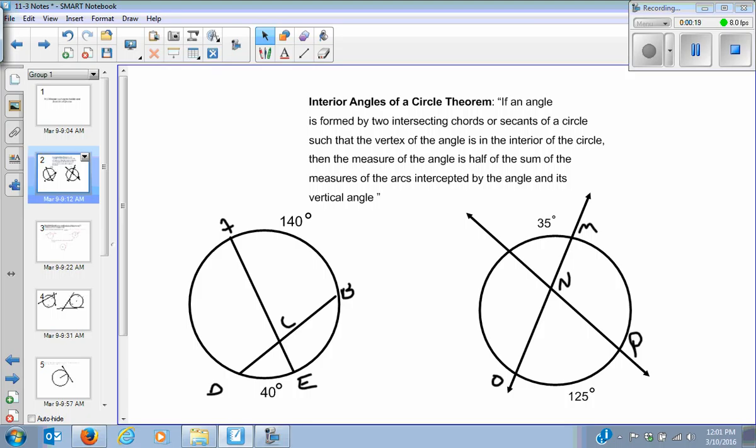Notice that these angles are occurring inside, but this is not at the center, and this is not at the center. All right, and one thing I wanted to go over, because I don't think I did this, so you might want to star this. This is something I should have done with the book.